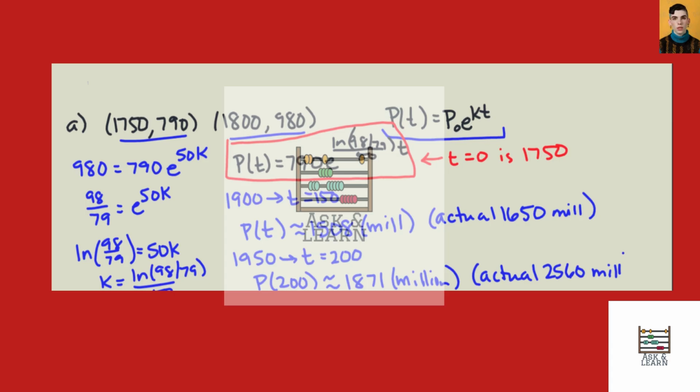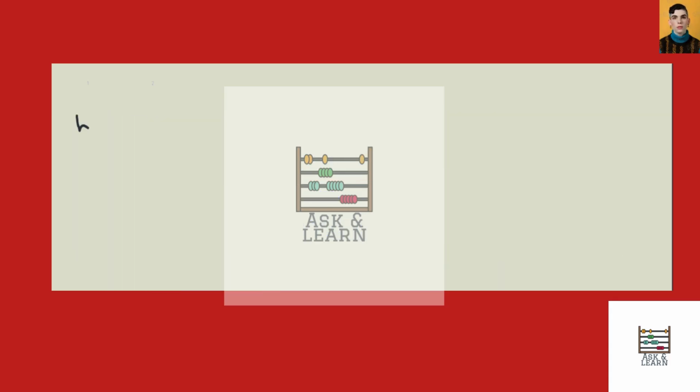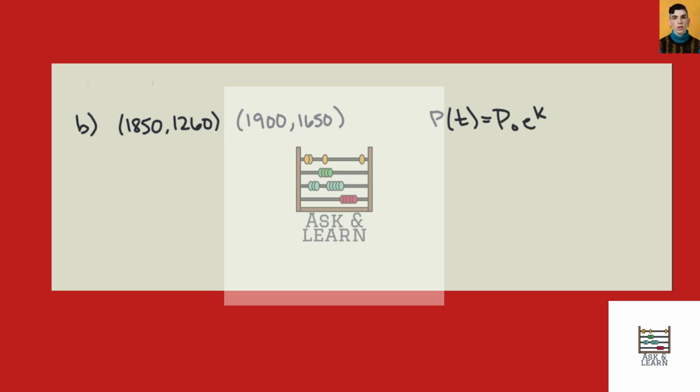All right, that entire process we're going to repeat for 2 different ordered pairs and make a different prediction. So for part B, this time we're using 1850 and its population of 1,260 million, and we're using 1900 and its population of 1,650 million, and we're going to go through the same process again. So we need to find the k value for this one using P of t equals P naught e to the kt. And then we'll have our model, and then we can make our predictions.